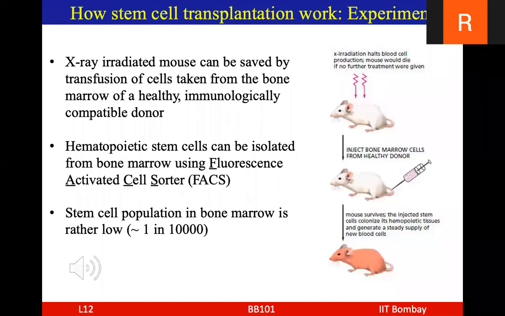Let us imagine a person is suffering from a blood disease, and here X-ray can irradiate or deplete the old blood cells. And then you inject the bone marrow cells from the healthy donor. You take a donor, and if this is a sibling transplant, it is called autologous bone marrow transplant. Or if you take from a different individual, this is called allogenic transplant.